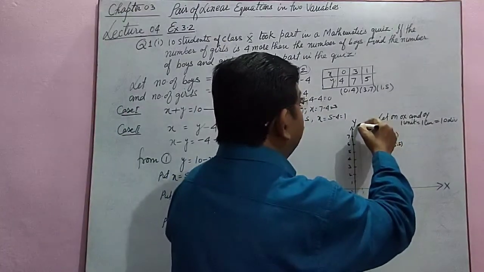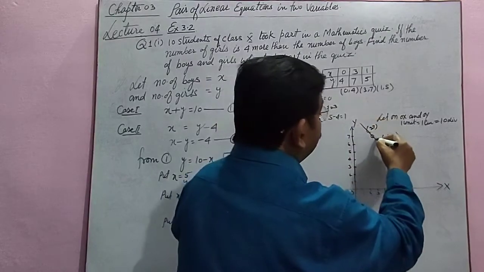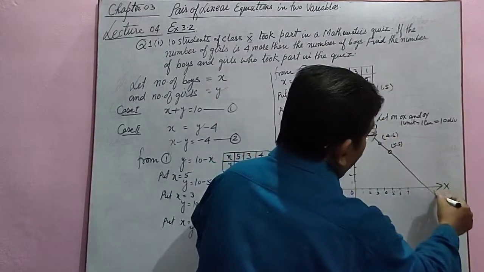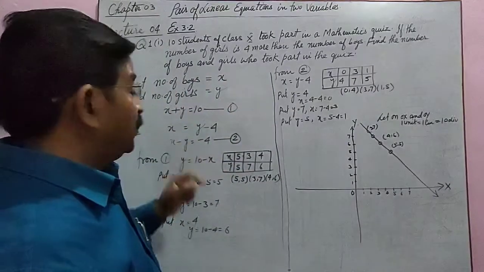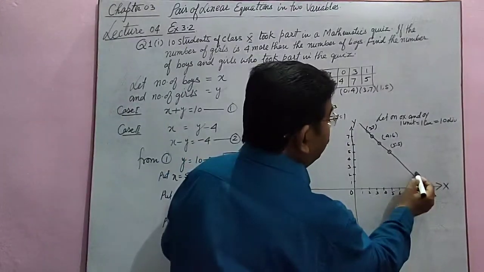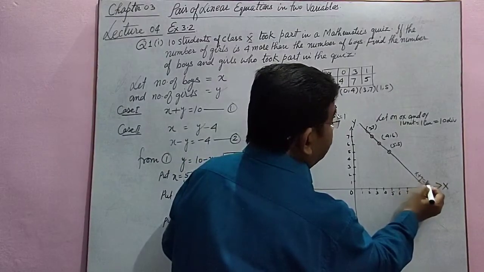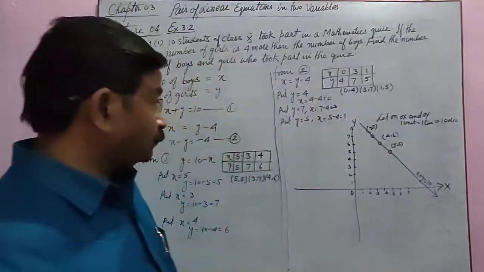If you join them, you will have a straight line. See, and write the equation on this. This equation is x plus y is equal to 10.